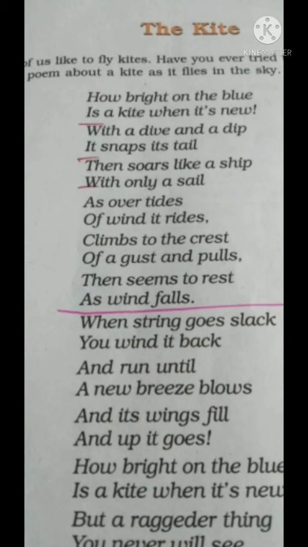Climbs to the crest of a gust and pulls, then seems to rest as wind falls. Here the poet explains, with a certain flow of the wind, the kite sometimes goes to the highest point of the sky. Crest means the highest point of the sky. Gust means stormy wind. As it goes to the highest point of the sky, sometimes the wind slows down. Then the kite also seems to rest over there, or it seems as if it has stopped there to rest.